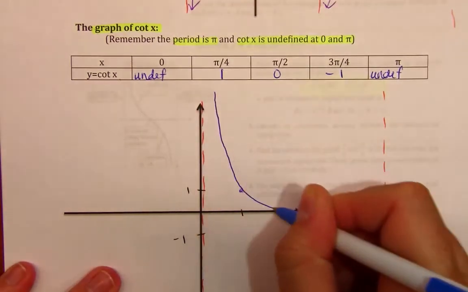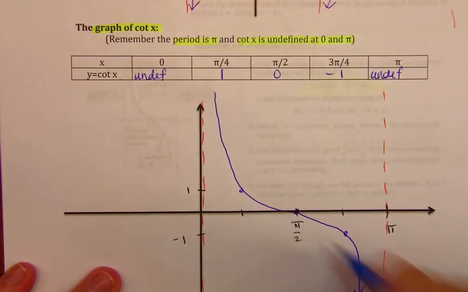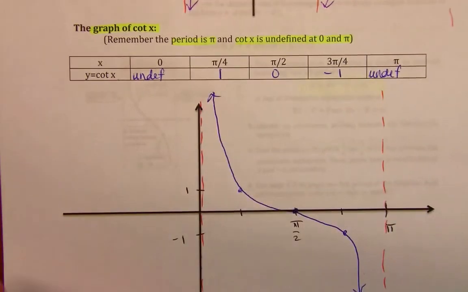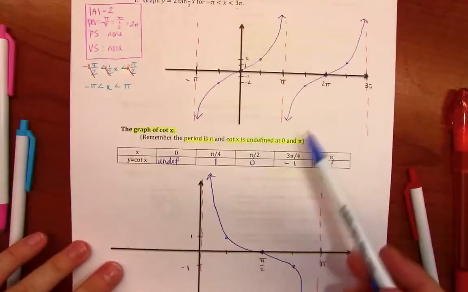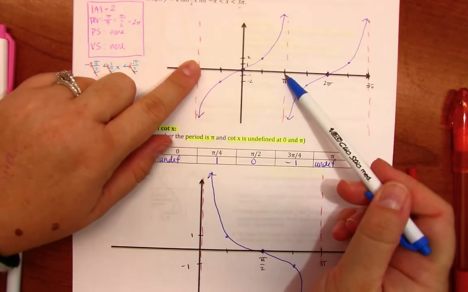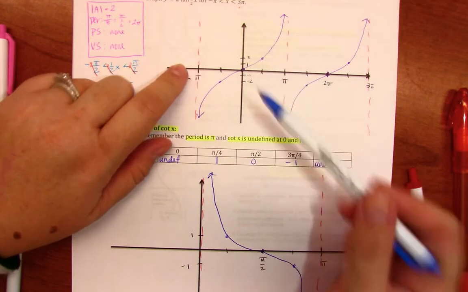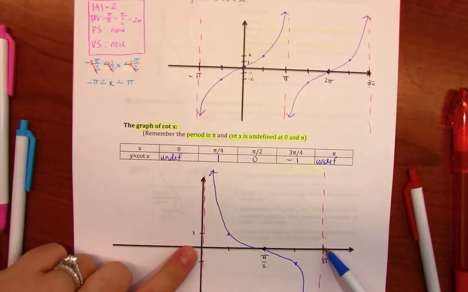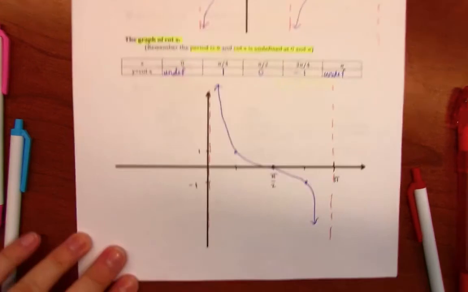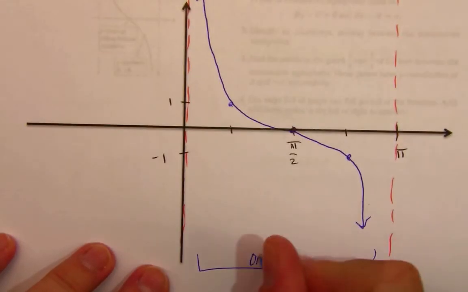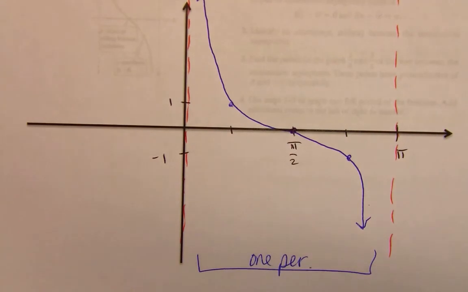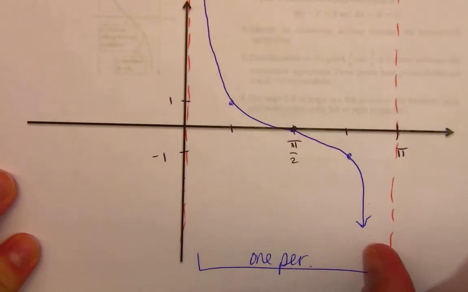And the shape of this graph is very similar to tangent. It's just slightly different because tangent, if we look up at the one above, is going this way, and then it's going positive. Cotangent is running negative, and it's shifted over a little bit. And again, this is one period of cotangent. So let's go ahead and flip the page and look at some more information about cotangent.